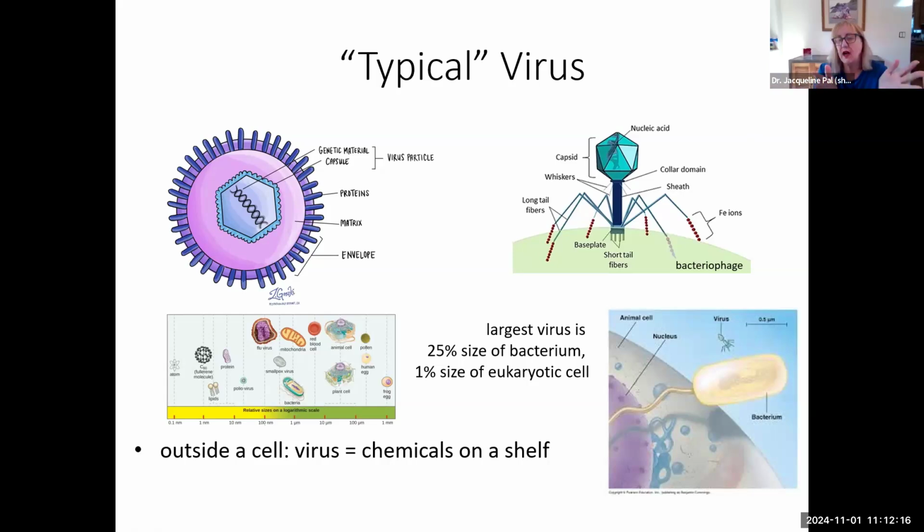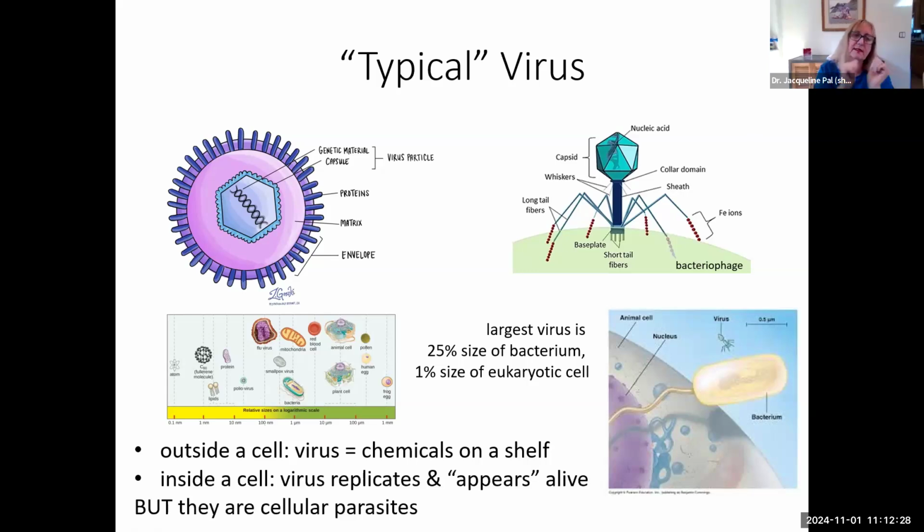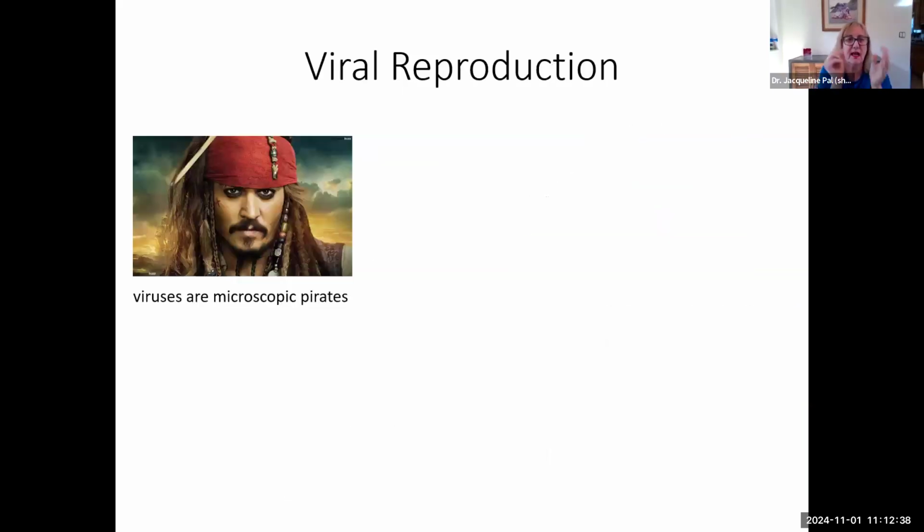So outside of a cell, a virus is just like having chemicals sitting on a shelf. As long as they're sitting up there on a shelf, it's self-contained, it can do you no harm. But once it's inside a cell, it can replicate. It appears like it's alive, but it's just a cellular parasite. So let's see what happens once it's inside your cell. Think of it kind of like a microscopic parasite.